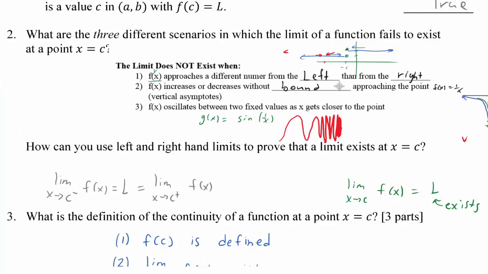The second part of number 2, how can you use left and right hand limits to prove that the limit exists at x equals c? If the left hand limit equals the right hand limit, then the limit exists. And vice versa. So if this symbol means if and only if, the left hand limit equals the right hand limit, then the limit exists, and that's how we'll use it to prove the limit exists.